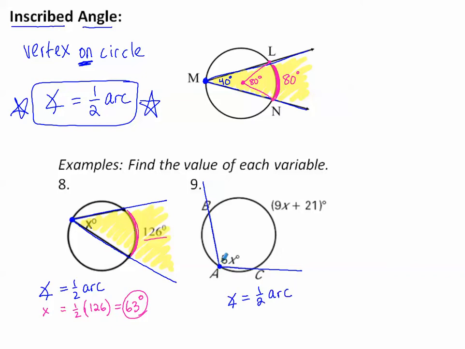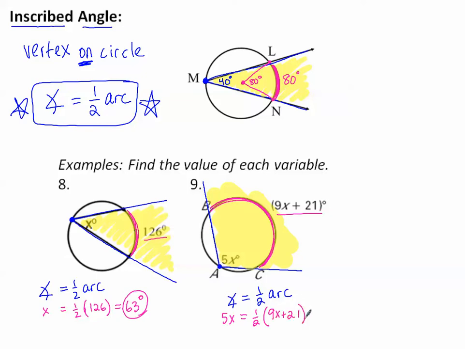Well, let's do our highlighting, get our flashlight, and see what part of the circle is being shined on, and it's this part. So this is the intercepted arc right here. The part closest to the vertex, that's the angle. So we write 5x, that's the angle, equals half of this arc, 9x plus 21 degrees.